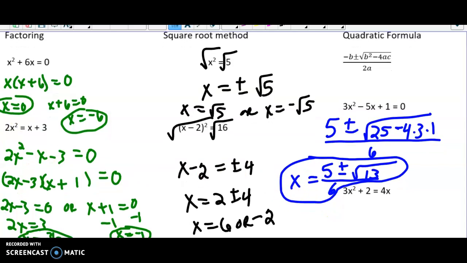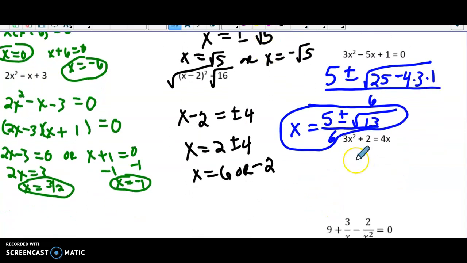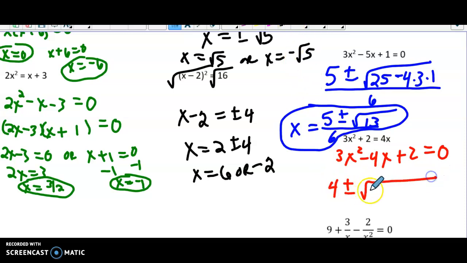This one isn't set up at all for me. I need to subtract the 4x over here, get it equal to 0. I want my ax squared plus bx plus c equals 0. It's the only way the quadratic formula works. Opposite of b, plus or minus the square root of b squared minus 4 times a times c, all over 2a. 16 minus 24 is -8. So I have 4 plus or minus i square root of 8.